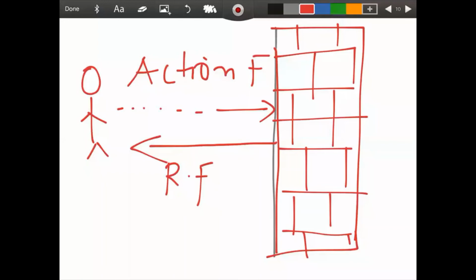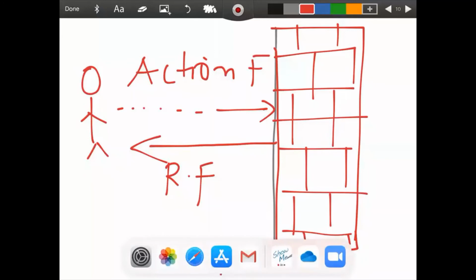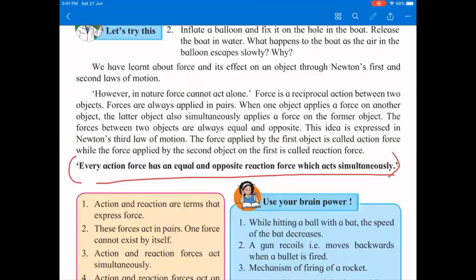So Newton's third law of motion is very interesting and says every action force has an equal and opposite reaction force which acts simultaneously. Okay, so you have to read this, take some time and put it in your mind.